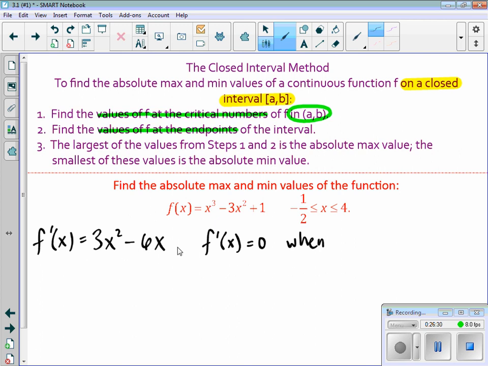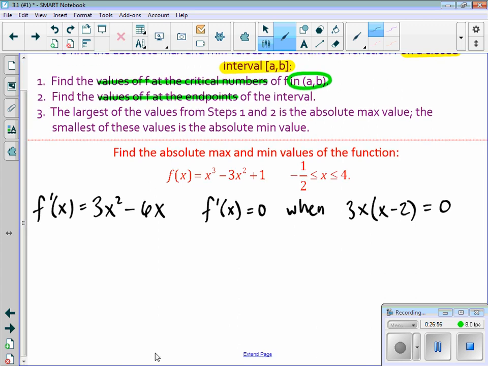It's never undefined, right? It never doesn't exist because it's a polynomial. And I would pull a 3x out. So if you factor it, it's way easier to set to 0 than to try to use a quadratic formula. So then you're left with x minus 2. And once you have it factored, what do you do with the factors? Split them, set them equal to 0. So we have 3x equals 0, which just gives you x is 0. And you have x minus 2 equals 0, which gives you x is 2. Okay, so these are my critical numbers.